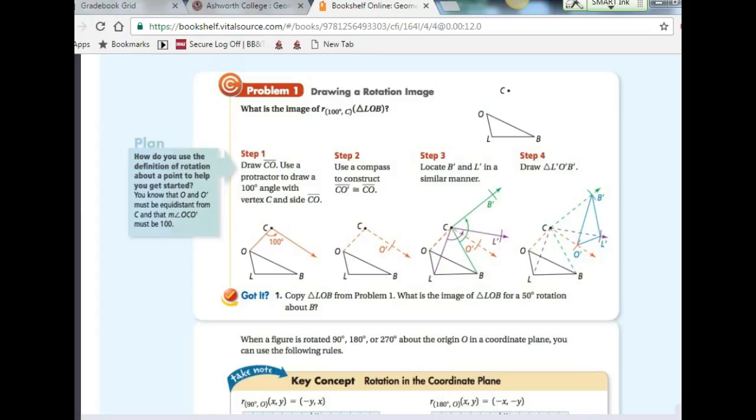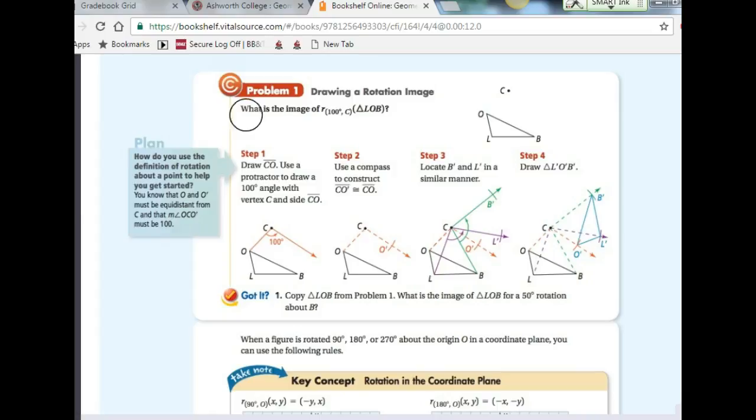If you're drawing a rotation image, first of all, you have to have a point of rotation, which is going to be this point right here. And then whatever shape, this one just happens to be a triangle, we're going to rotate that counterclockwise. We always tend to rotate things counterclockwise around that particular point that we call the origin.